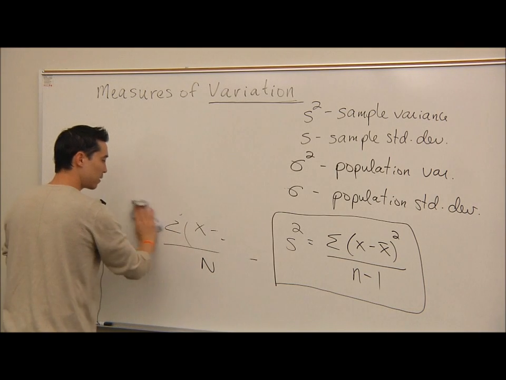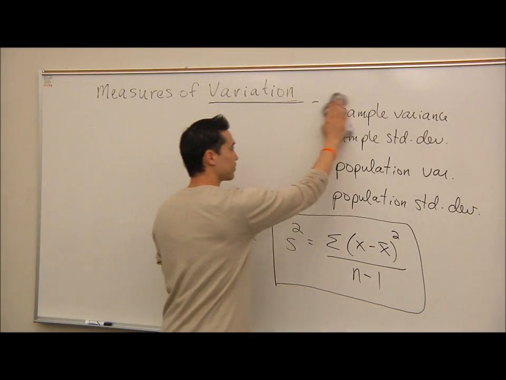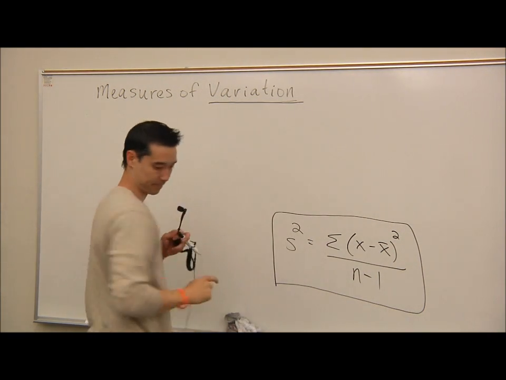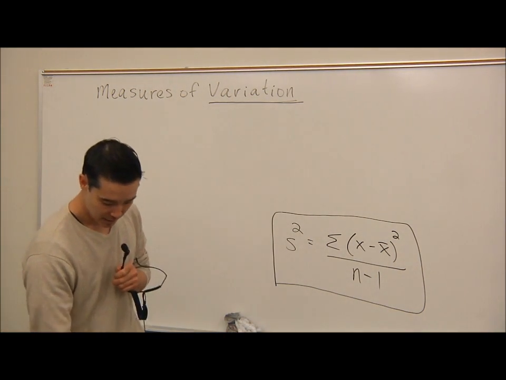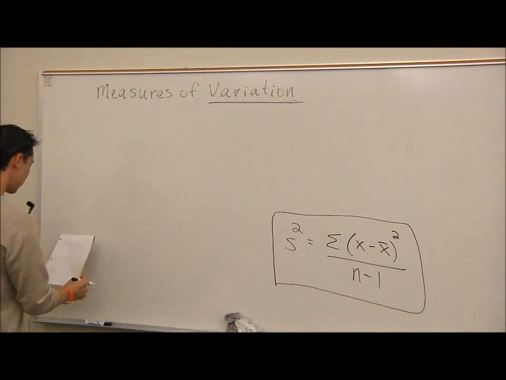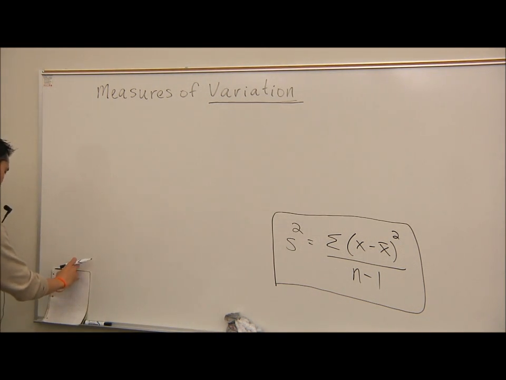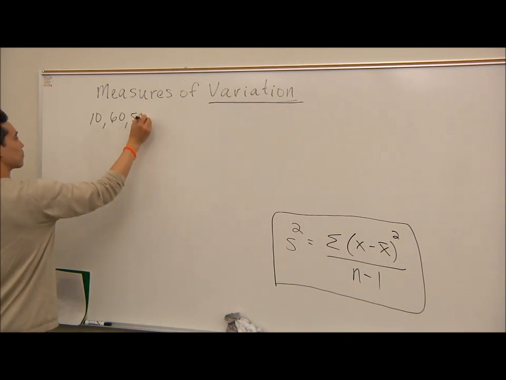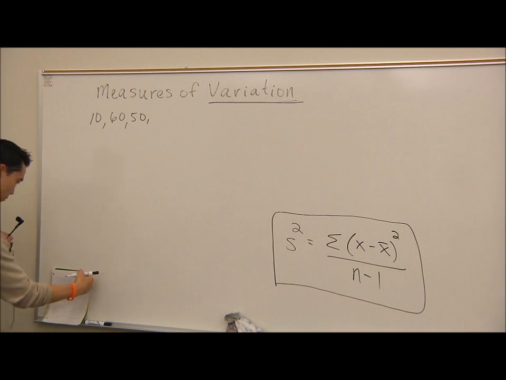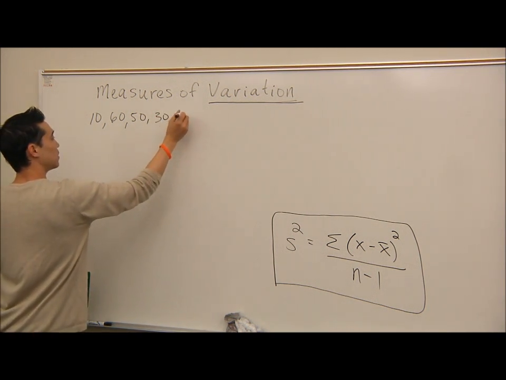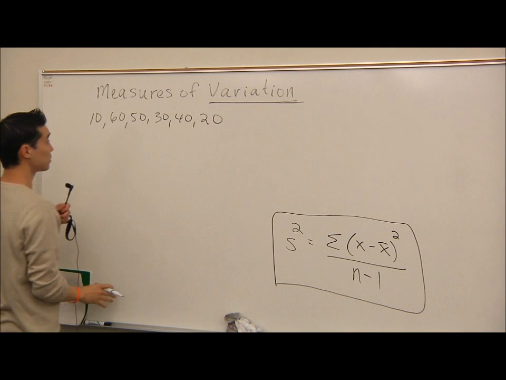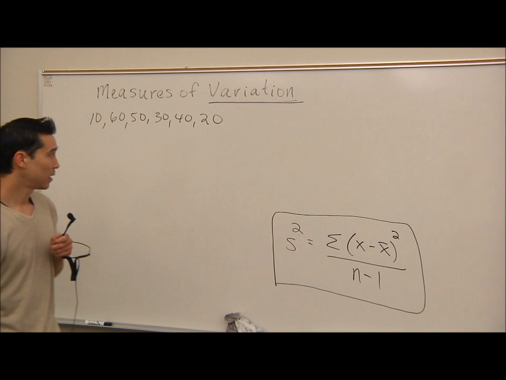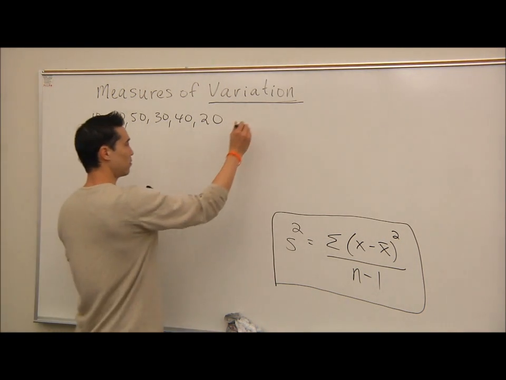Enough messing around. Let's go ahead and do an example. That's called the sample variance equation? That's right, the sample variance. Okay, let's say we have these numbers: 10, 60, 50, 30, 40, 20. Nice little small data set, nice numbers. And I'm simply asked, what is s squared?